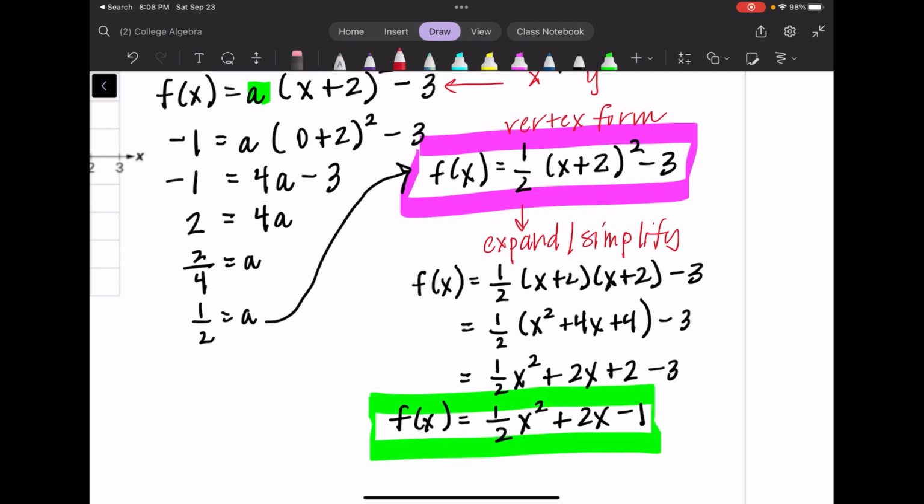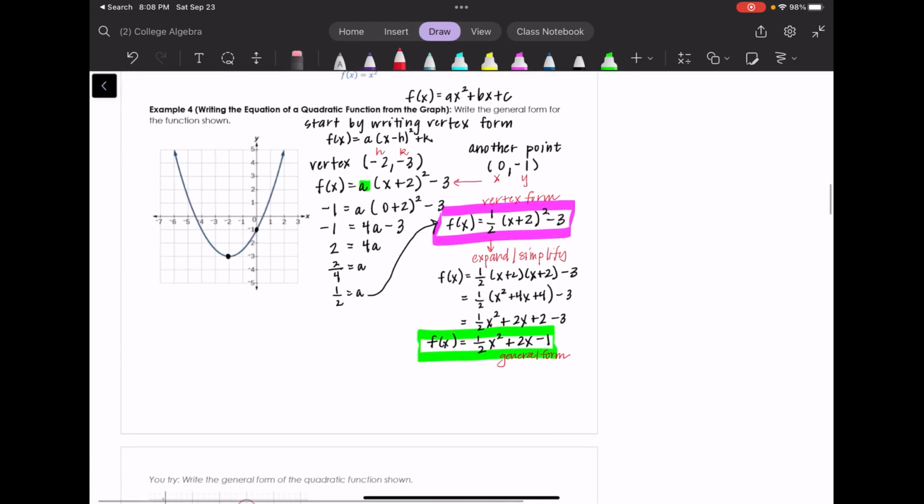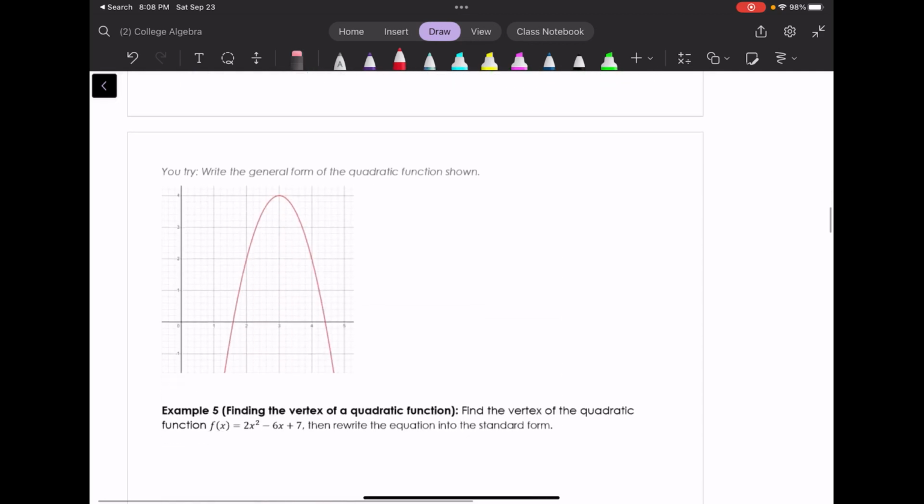And so we're done. So always start with the vertex form when looking at a graph, because it's much easier to use the features that you can see. And then just get the vertex form and expand it to the general.